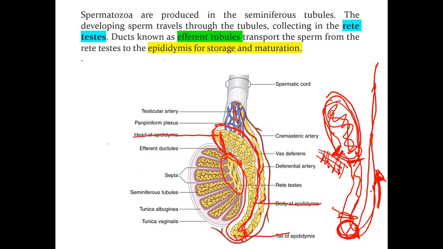Let's see the covering. Don't forget, I said this fibrous part of the testis that sends septa to divide the testis into lobules is called the tunica albuginea. Then you have the outer covering of the testis that is called the tunica vaginalis. When you hear vaginal hydrocele, it means there is a collection of fluid beneath this tunica vaginalis. Okay, the tunica vaginalis is accumulating fluid.